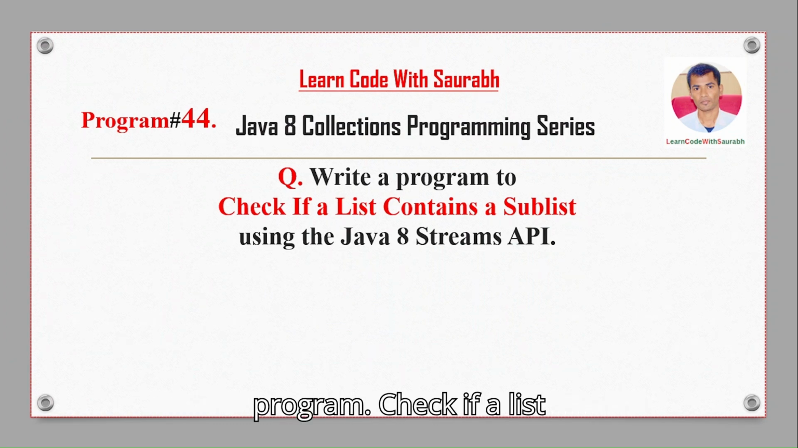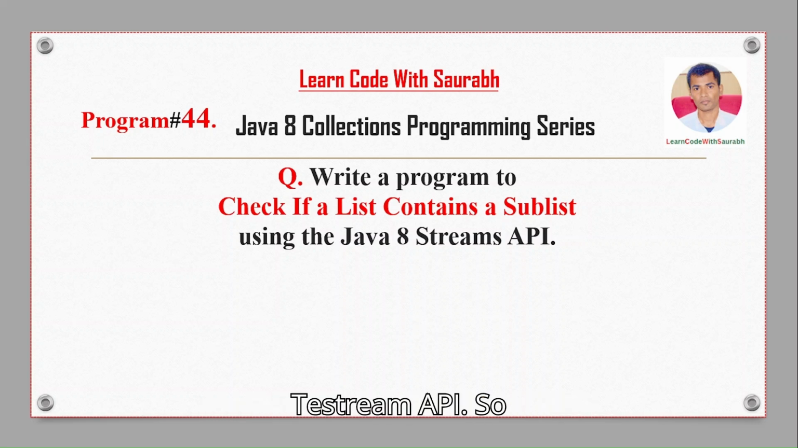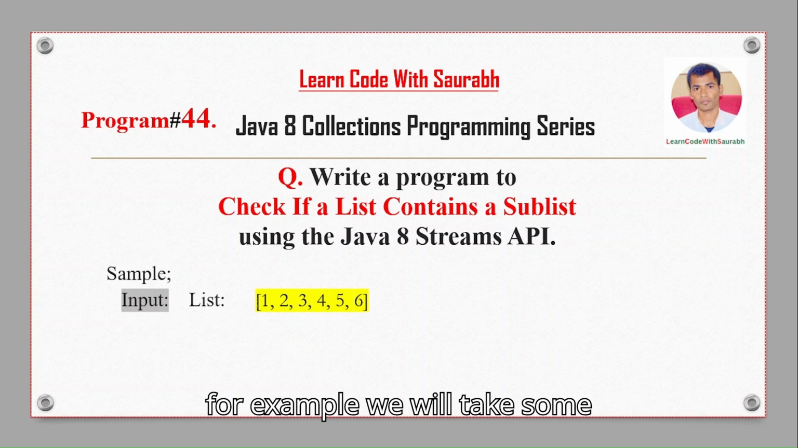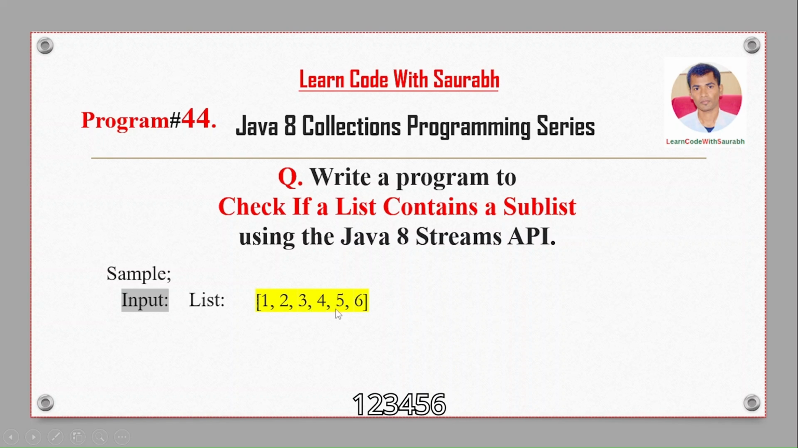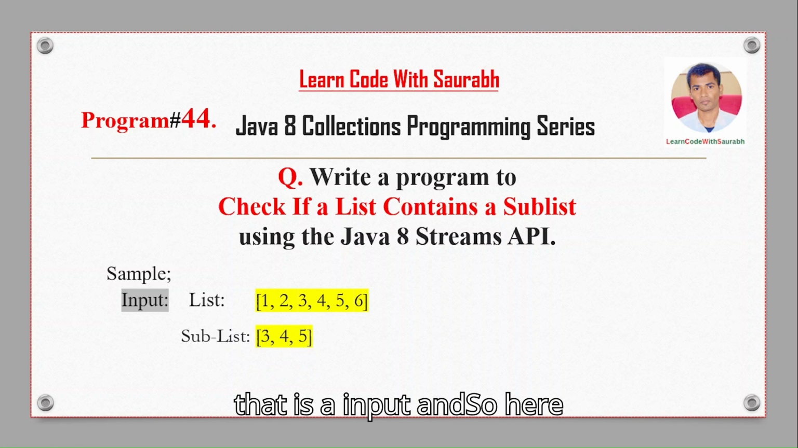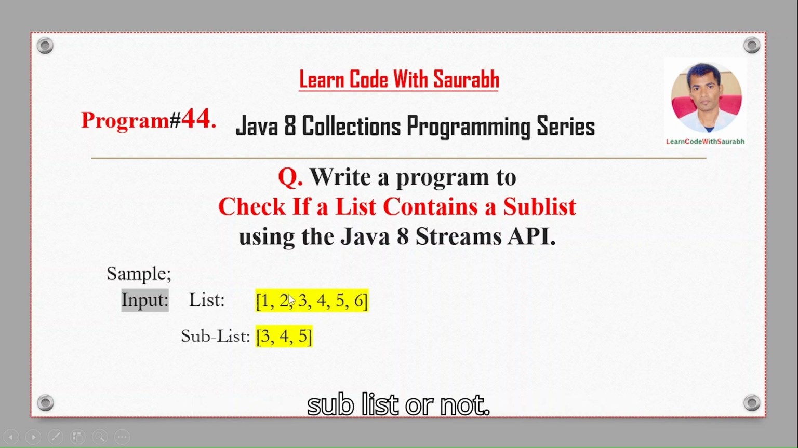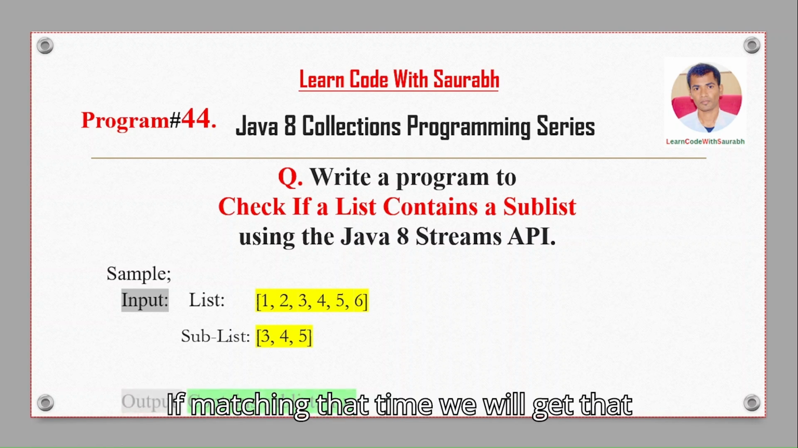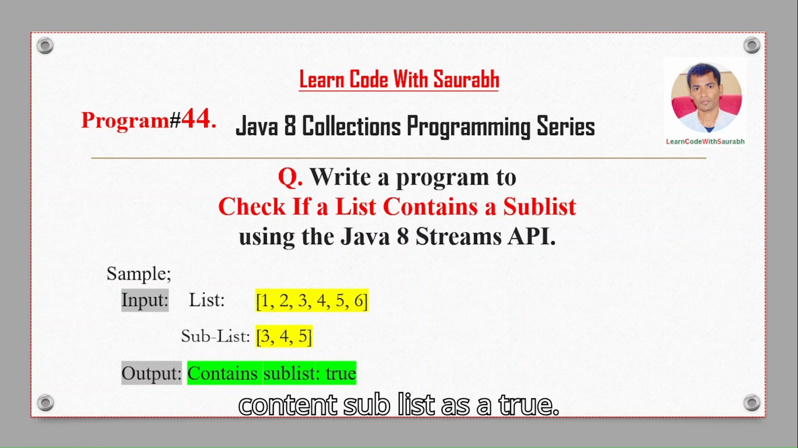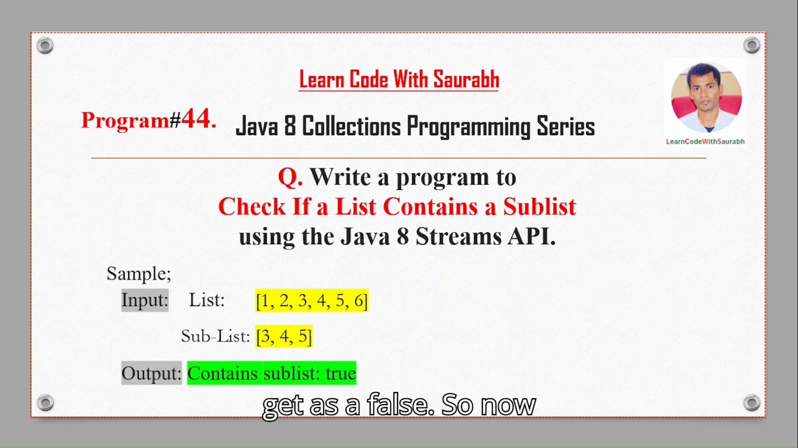Today I am going to solve a program: check if a list contains a sublist using the Java Stream API. For example, we will take some simple input with the values 1, 2, 3, 4, 5, 6. Second, we will get the sublist from that input, with the value 3, 4, 5. Here we need to find whether it matches the sublist or not. If it matches, we will get contains sublist as true. If it's not matching, we will get false. So now I'm going to write the logic of this program.